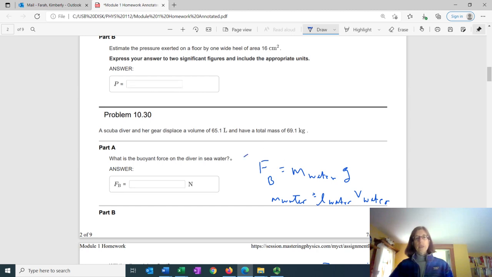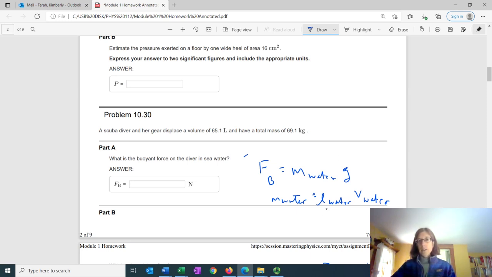Next problem is dealing with Archimedes' principle and buoyant force. And you've got a scuba diver who displaces a certain volume of water, and we know her total mass, and they want to know the buoyant force. Well, the buoyant force is going to be equal to the mass of water that's displaced times the acceleration due to gravity, because this is just a force.